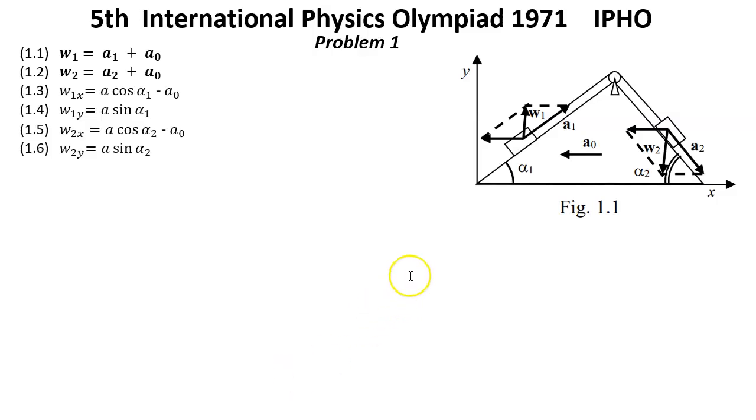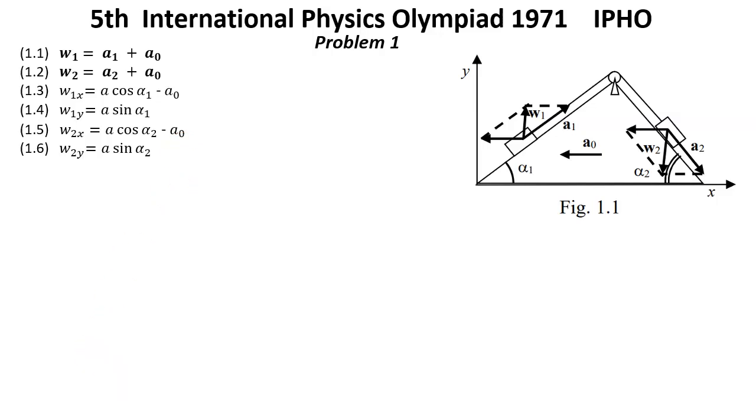For the first body w1 we have in x direction w1x equal a multiplied by cosine alpha 1 minus a0, and in y direction we have w1y equal a sine alpha 1. For body 2 we have in x direction w2x equal a cosine alpha 2 minus a0, and in y direction we have w2y equal a multiplied by sine alpha 2.